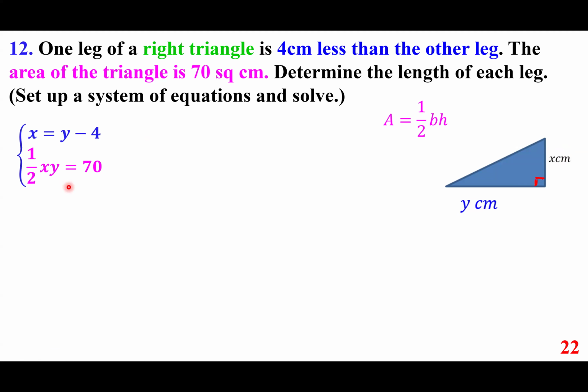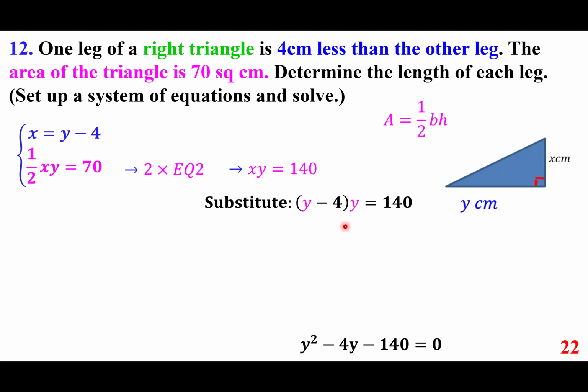So since we want to deal with no fractions, let's multiply this one by 2. And that becomes xy equals 1/4. And now it's a simple case of a substitution. X is y minus 4. Replace it. So this gives us y squared minus 4y. Remove the 140, we get y squared minus 4y minus 140.